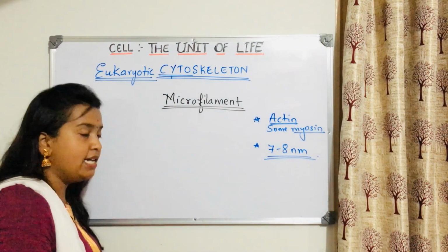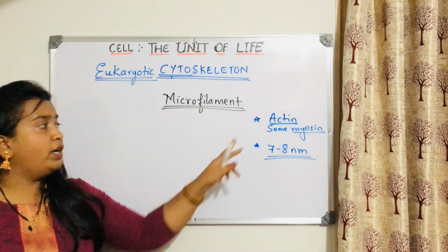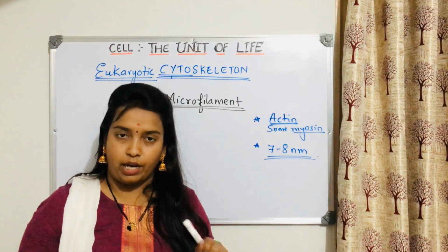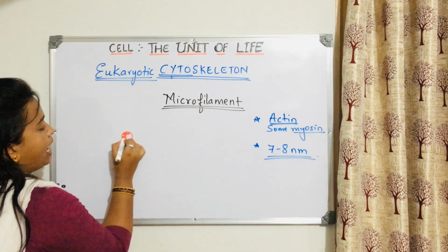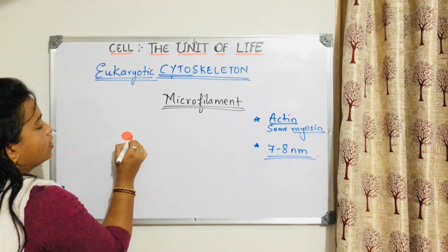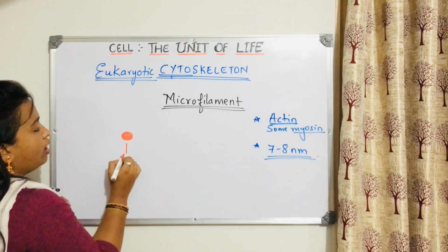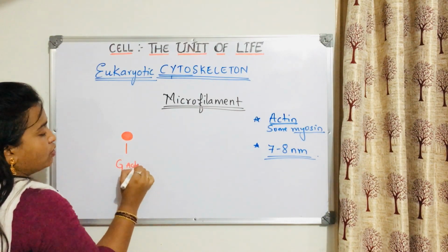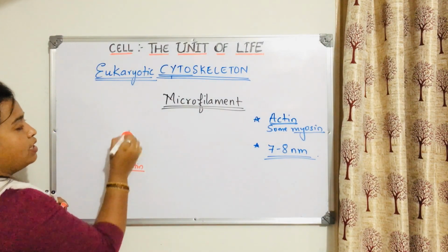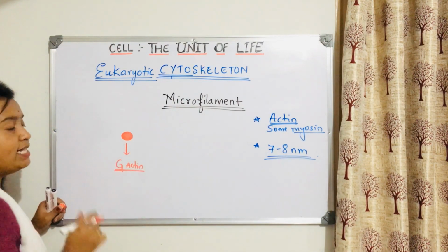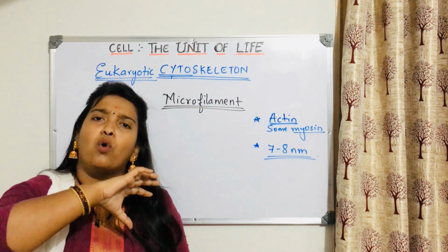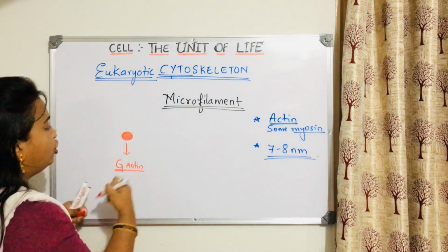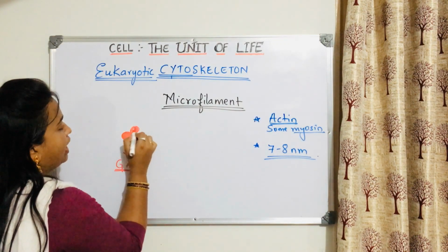Fine. Now we will study the structure. You know it is made up of which protein? Actin protein. Now let us consider this is one actin protein. This is called G-actin. You know why it is called G-actin? G because it is globular in structure, so we call it G-actin. G-actin is a monomer. Likewise, so many G-actin will be joined to this, like this.